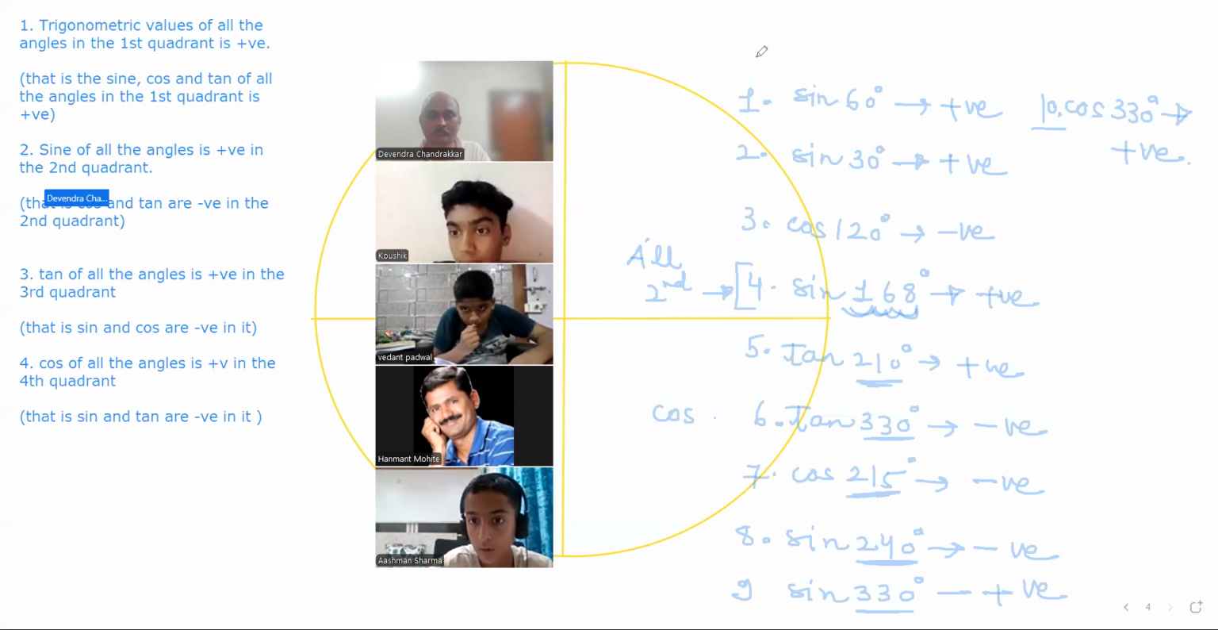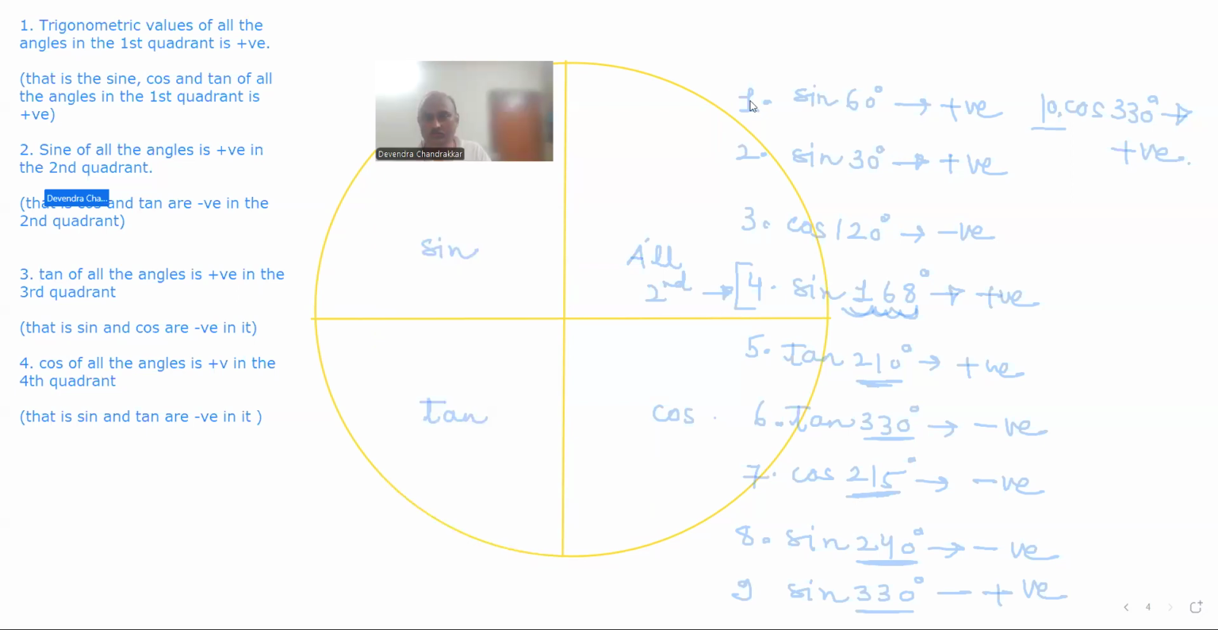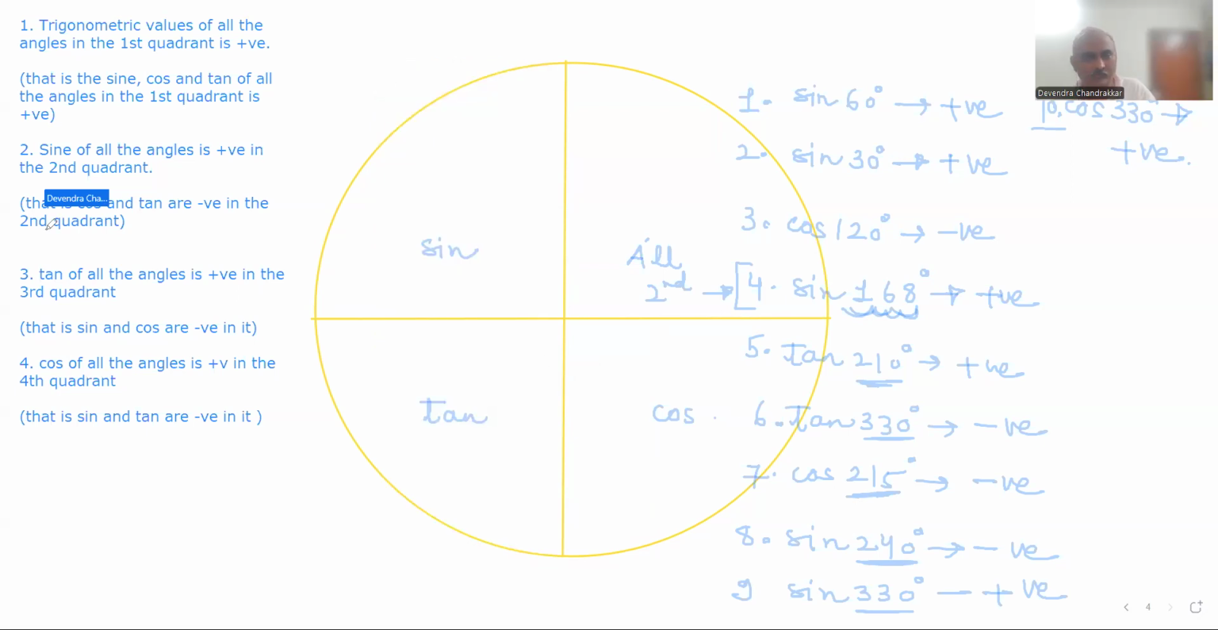Kaushik, you understood? Vedant, Kaushik, Debarga, Shrestha, Gaurish, Vanshika. Yes, sir. Sir, how is the seventh number negative? Seventh, this angle lies in which quadrant? Third. In the third quadrant, which one is positive? Only tan. Sine and cos are negative in it. So that's why it is negative. Okay? Good.